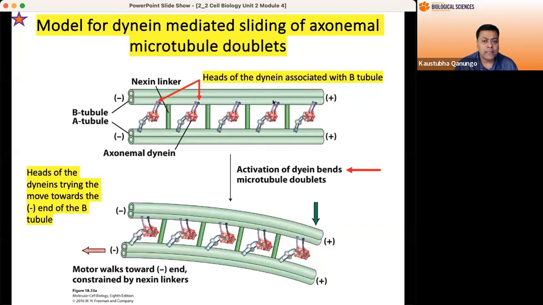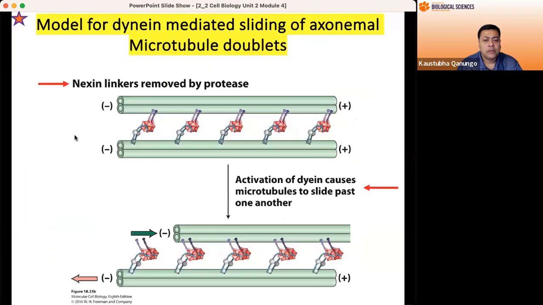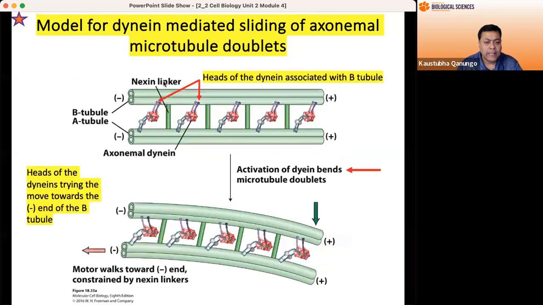So if you just pull this and this is not going anywhere, the only way this can happen is by bending of this. And this causes the bending. This is happening in just two of these sets right here. Bending happens to this, then this will happen to this. And as I said, it just goes around from one end to the other along the entire length of the cilia or the flagella, which causes the movement.